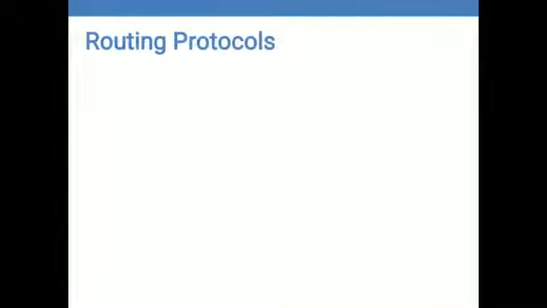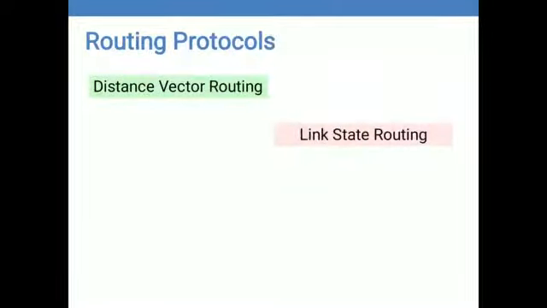So routing protocols are there. We already discussed adaptive routing algorithms. We are using two different types of protocols. What are the two different types of routing protocols? One is the distance vector routing algorithm, and the other one is the link state routing algorithm.